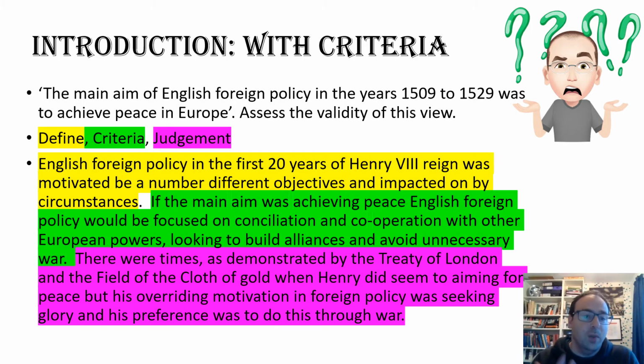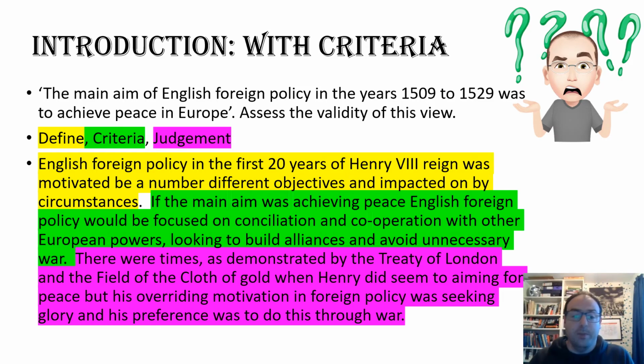So in the define bit, English foreign policy in the first 20 years of Henry VIII's reign was motivated by a number of different objectives and impacted on by circumstances. So I'm defining what I'm talking about. If the main aim was achieving peace, English foreign policy would be focused on conciliation and cooperation with other European powers, looking to build alliances and avoiding unnecessary war. So there I've set up, well, actually, if that statement was true, what would that have looked like in terms of foreign policy? That's what I term the criteria.